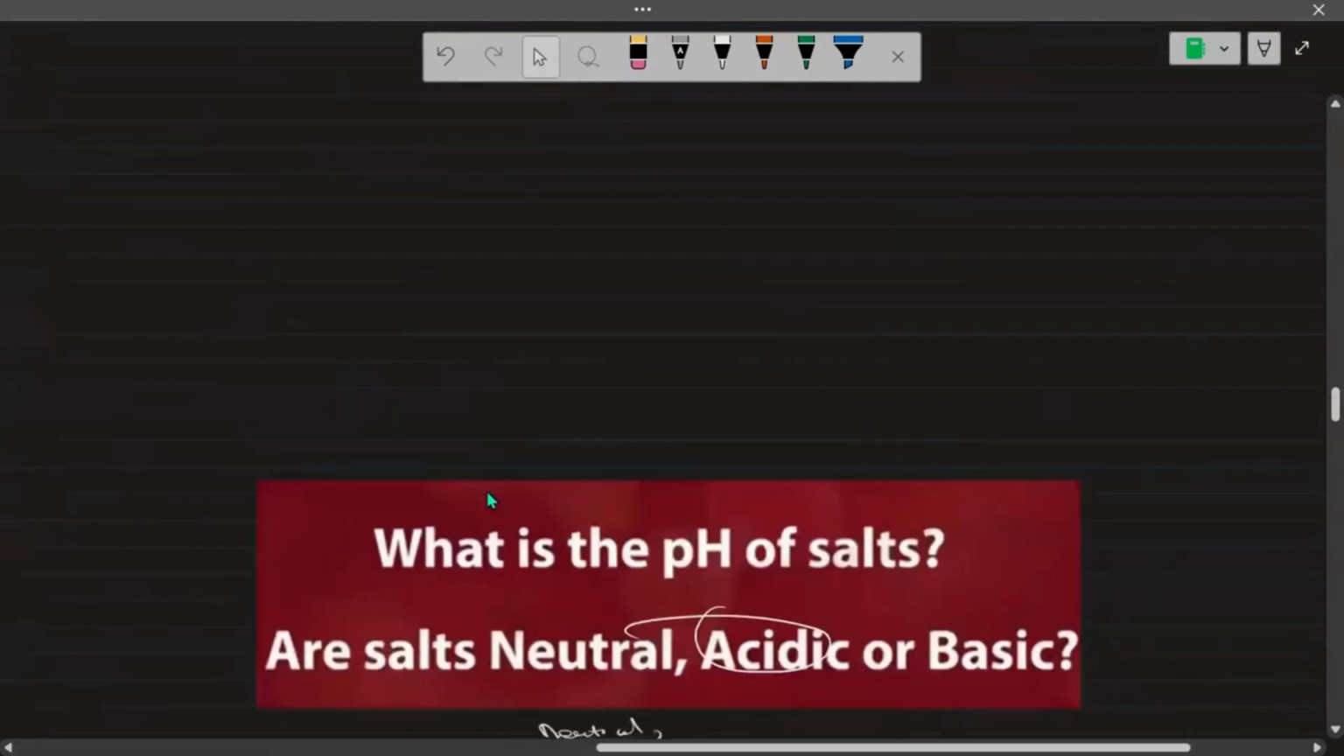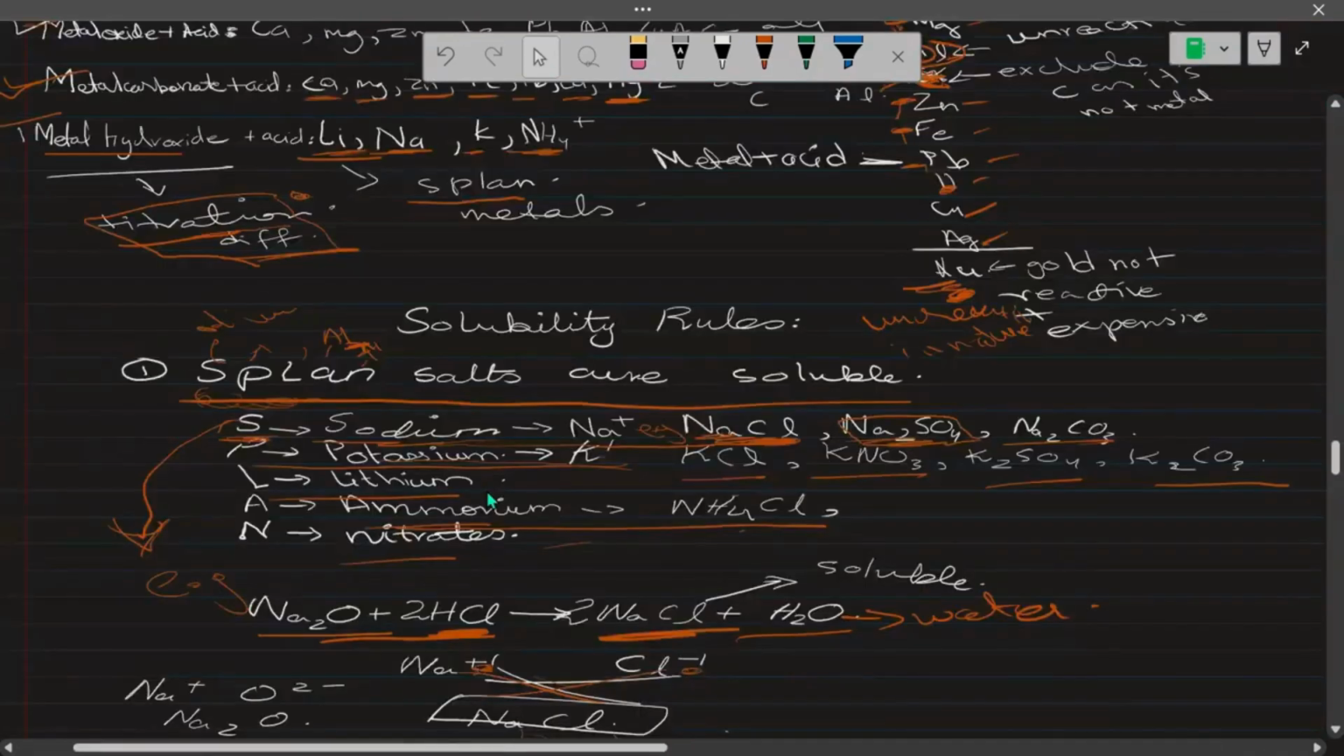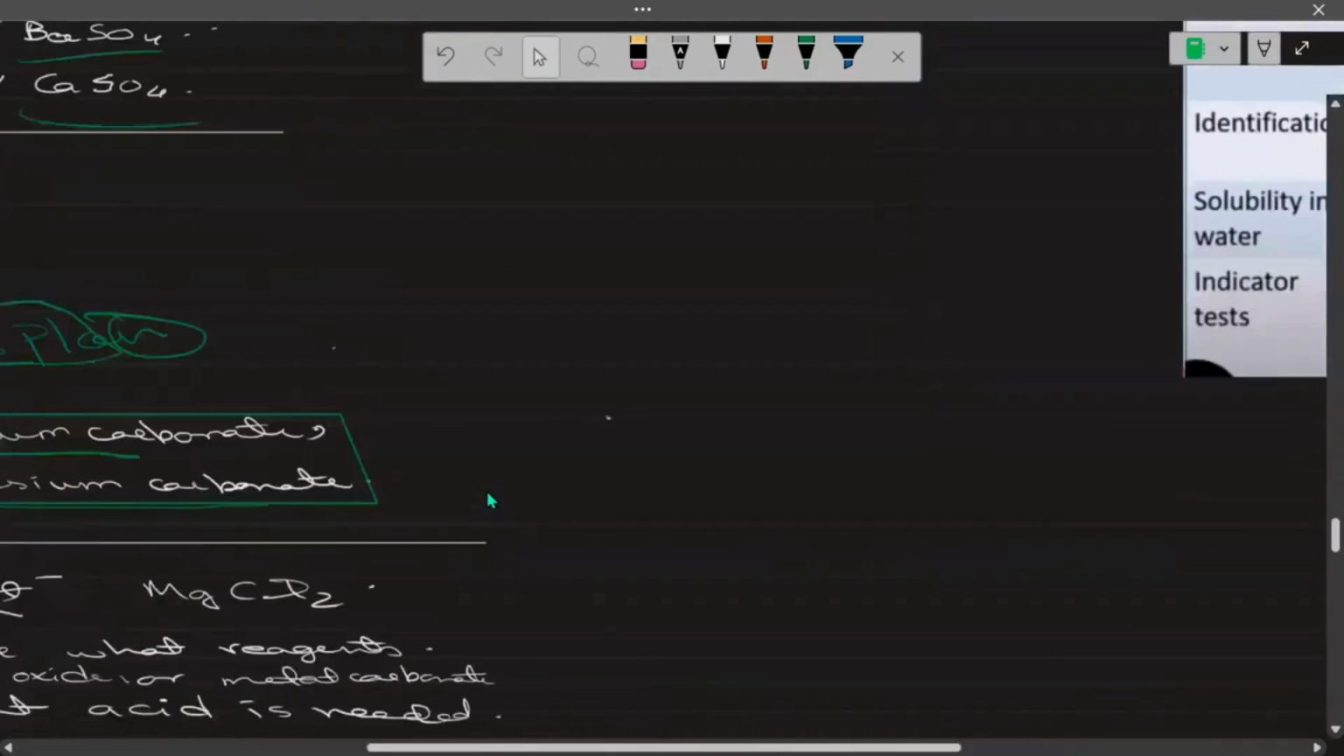And the salt making, the definition of salt, and the pH of salt.